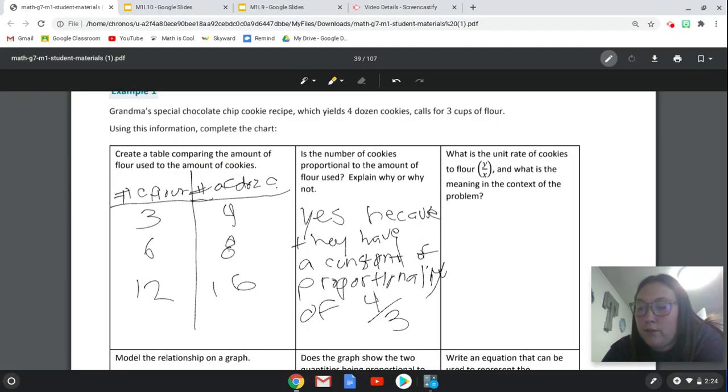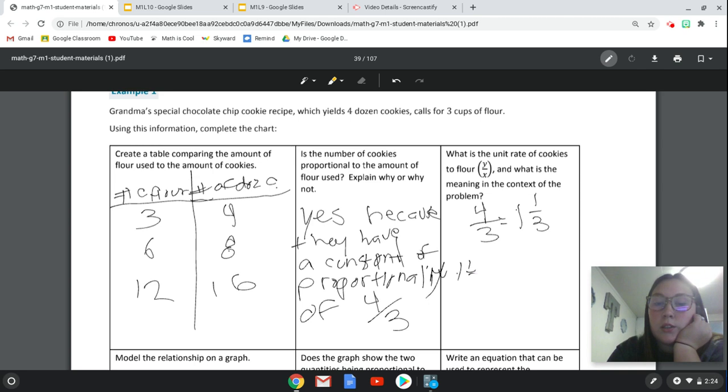So we went ahead and I had 4/3. That is also, I said the constant of proportionality there. Well, that's going to be the same as the unit rate, but we'll go ahead and simplify that because it looks like there's a 3 on the denominator and we want a 1 on the denominator. So to do that, I would just write this as a mixed number. So 1 and 1/3. So it's 1 and 1/3 dozen cookies, or 16 cookies for 1 cup of flour.